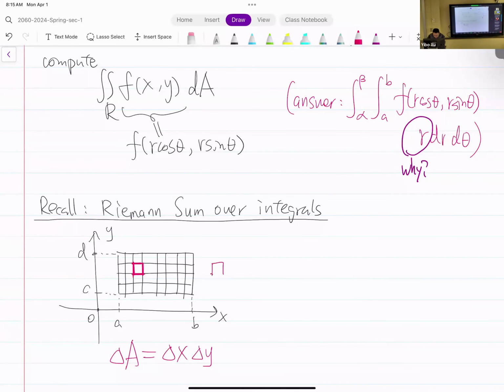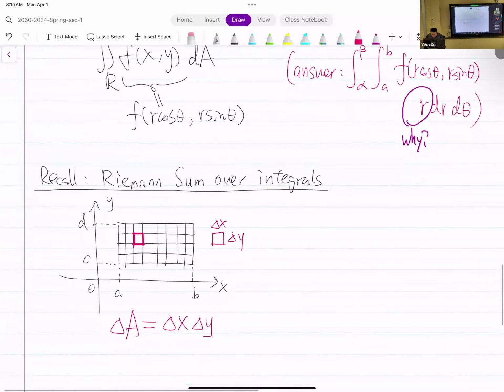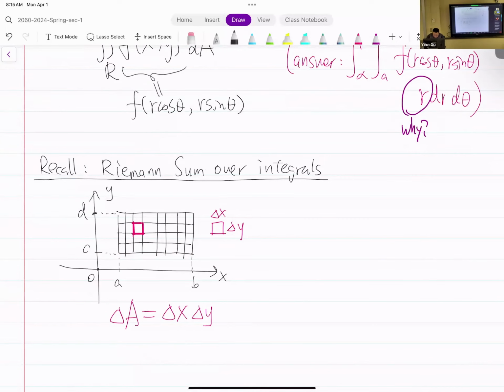So this region we have the width dx and length delta x and delta y. Okay. Here I want to now move to polar coordinates. And it's a little bit different.